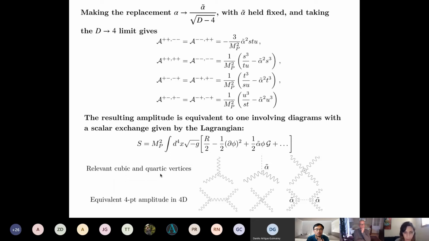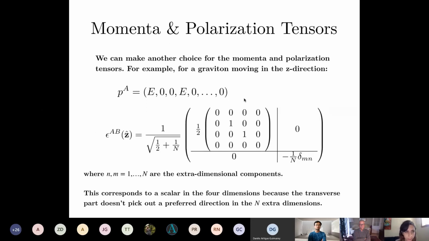And so the relevant vertices you get from this are your GR vertices, and then you also get this new scalar graviton-graviton vertex. And then from that you can build your 4-point amplitude, which includes these exchange pieces and a contact term here. Okay, so this scalar theory is equivalent to what we got from the Gauss Bonnet term and taking the limit. Okay, so that was one choice for polarization and momenta choices.